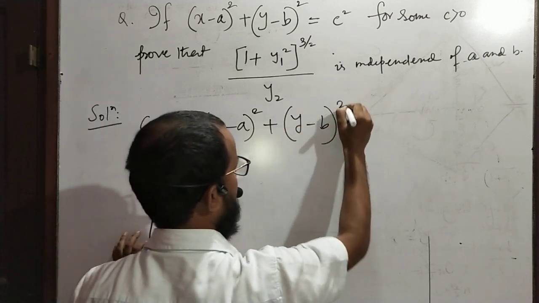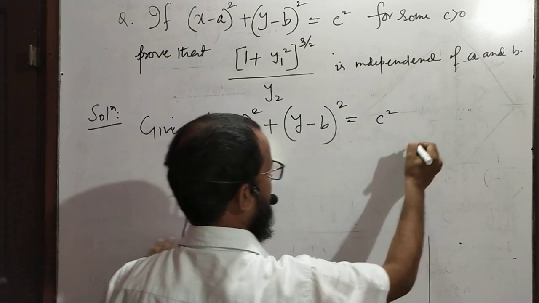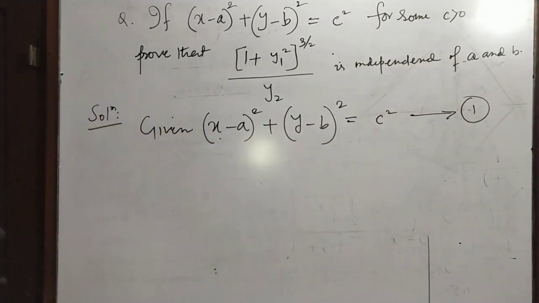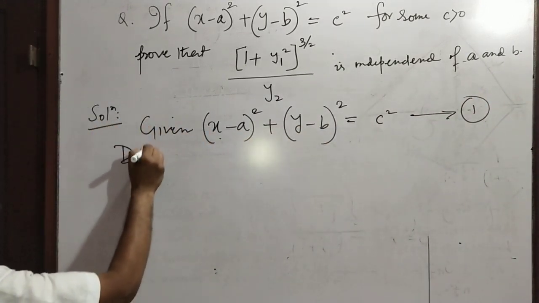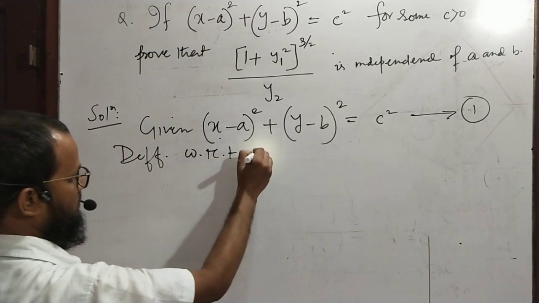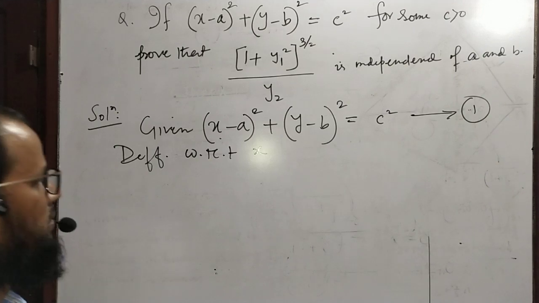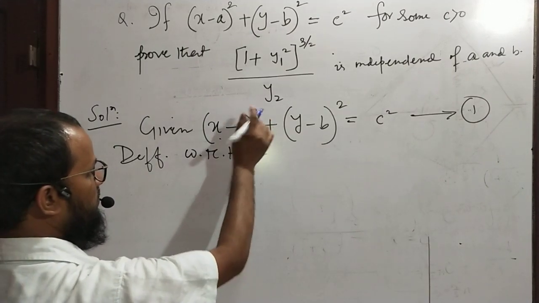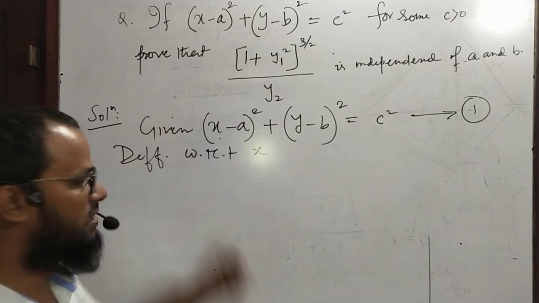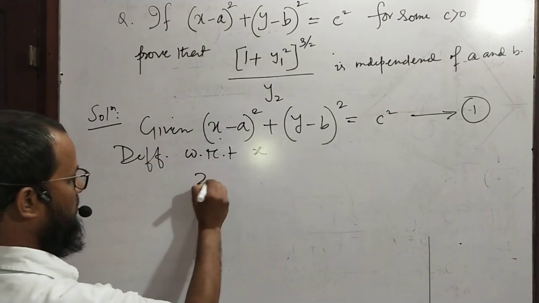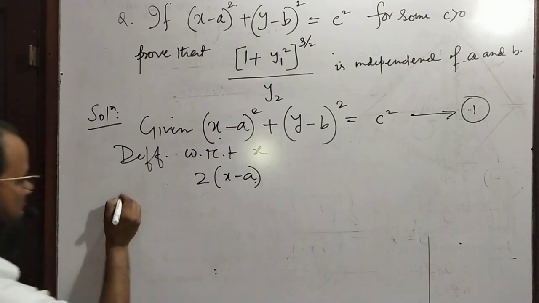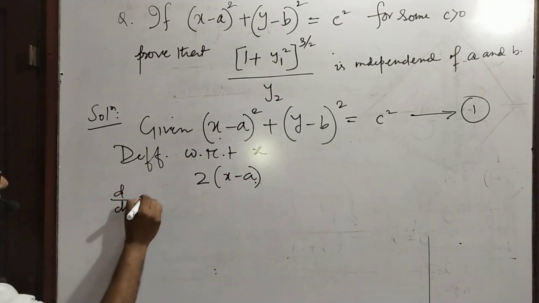This is your given relation. So mark it as 1 so that we can use it. Differentiating with respect to x, this is an implicit function. So differentiating x with respect to x, what is the derivative of this part? ये x square टाइप है तो इसको twice x टाइप होगा, तो 2 into x minus a, and again derivative of x minus a is d/dx of x minus a.